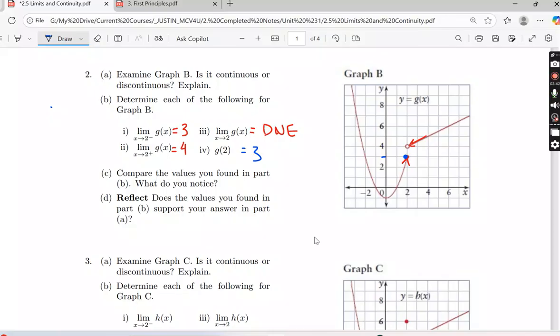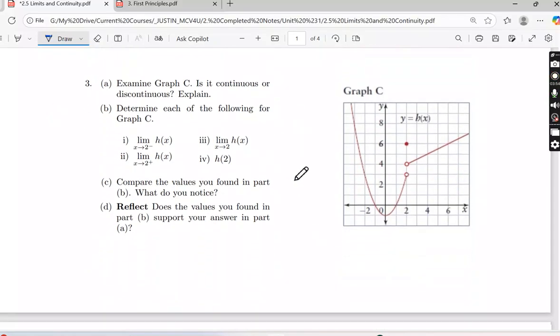What do you notice about the values you found in part B? They're not the same. So we can say all four of these values need to be the same in order for it to be continuous. So in this case, it is discontinuous.